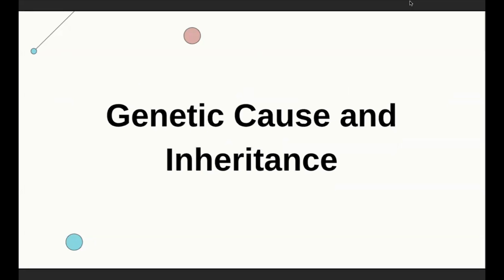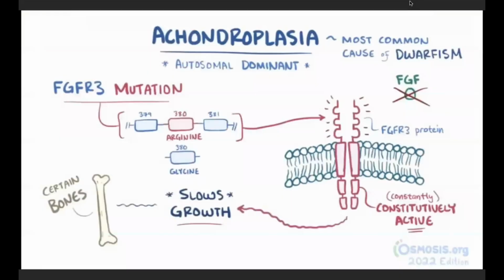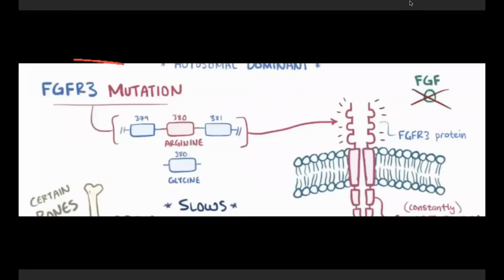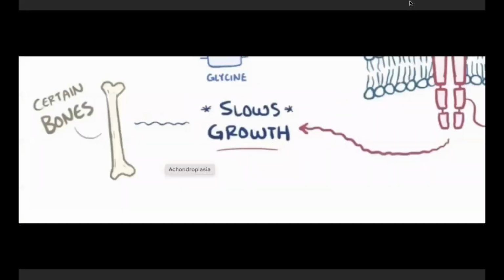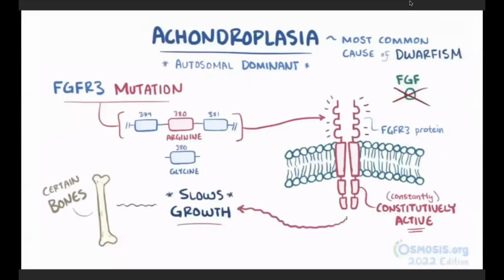Genetic cause and inheritance. Achondroplasia is caused by a mutation in the FGFR3 gene, which codes for the fibroblast growth factor receptor 3 protein. This protein normally regulates bone growth by limiting cartilage formation. But in achondroplasia, the mutation causes FGFR3 to become overactive, slowing bone growth too much.